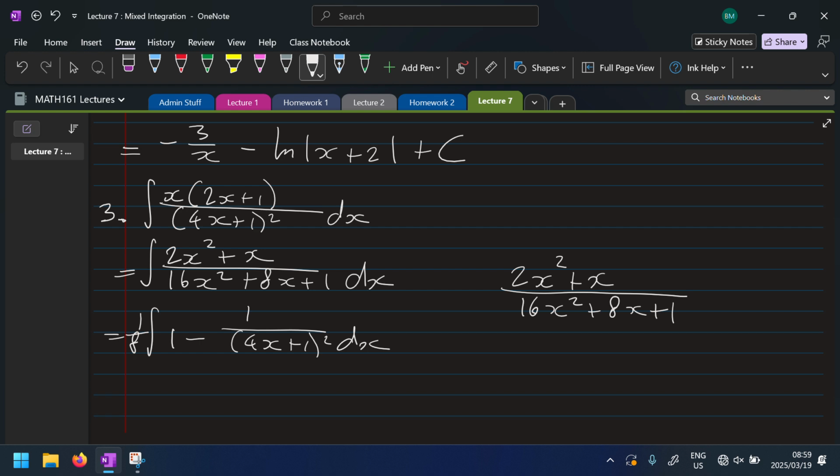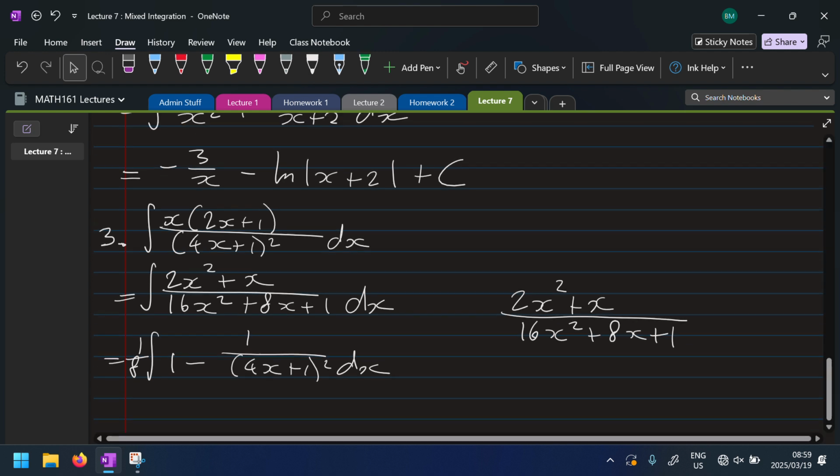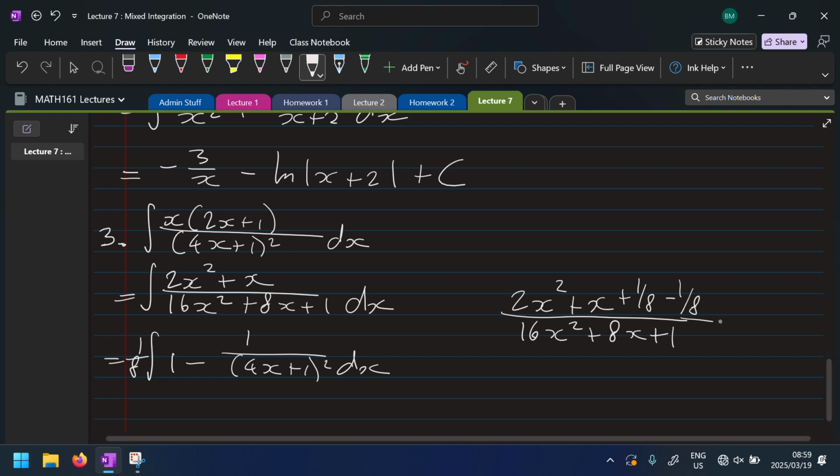Okay, so we've got 2x squared plus x. What happens if we multiply the top by 8? Then we're going to have 16x squared plus 8x. Okay, we multiply the top by 8, and we see we get part of the denominator. So that gives you an idea of what to do. So what we're going to do here is add 1 over 8 and subtract 1 over 8. Why 1 over 8? Well, we know that we have to multiply the top by 8 to get the bottom part. Okay, so adding 1 over 8, subtracting 1 over 8, we haven't done anything.